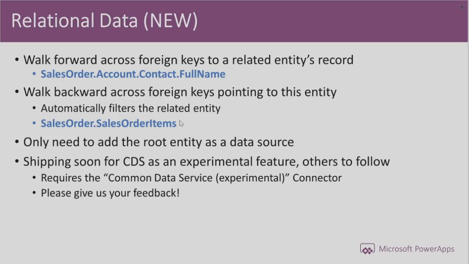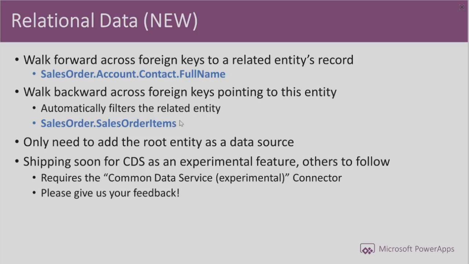We're going to make it possible for you to walk that graph very easily. So if you're walking a one-to-many foreign key, you can say sales order.account. Wow, I just hopped over to the account entity. .contact. I just hopped over to another entity, the contact entity. And now I'm going to the full name property. So I can move from one entity to the other very seamlessly, and it automatically knows to filter to the right record for the related entity. So it'll get me the right full name for this sales order.